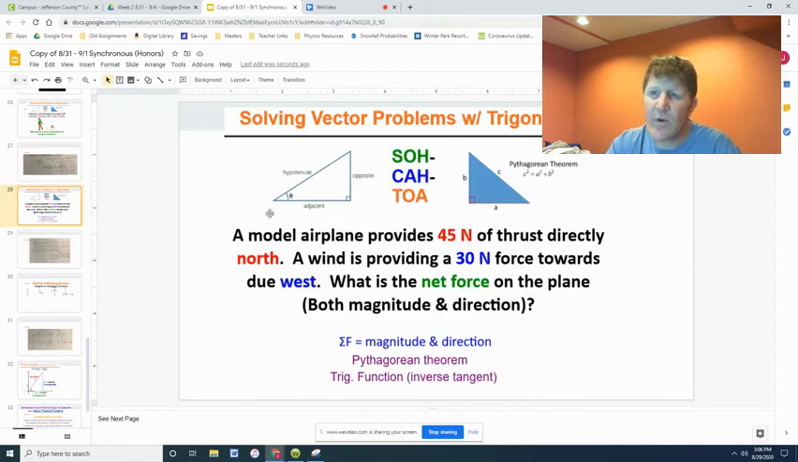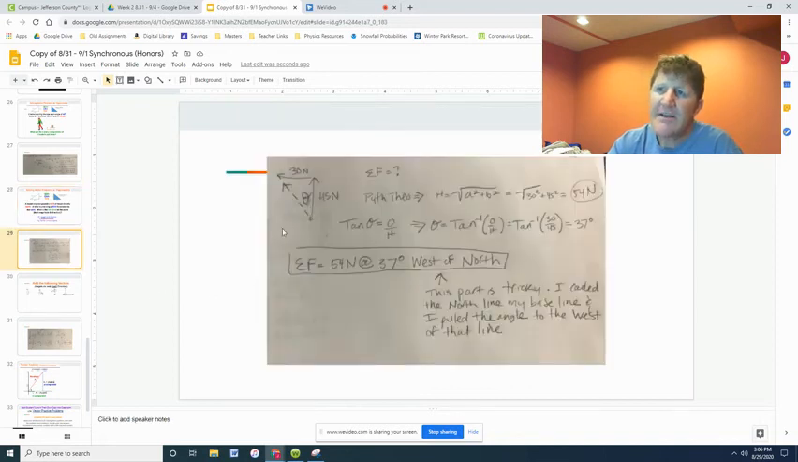So here's another one where we have a model airplane that has 45 newtons of thrust directly north, so upward, we're going to say north is up, and a wind is providing a 30 Newton force towards due west. Okay, what is the net force on the plane? So remember that a force is a vector quantity, which means it has direction and magnitude. So we need to get both of those. Okay, so once again, Mr. Gray has been kind enough to set this up. So due north, there's that 45 Newton thrust. And then to the west, there was a 30 Newton wind.